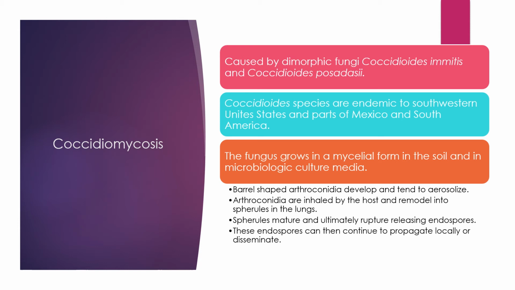Likewise, with histoplasmosis, it grows in a mycelial form in the soil and in microbiologic culture. And the mycelial form has barrel-shaped arthroconidia that develop and tend to aerosolize. These are then inhaled by the host, and this is where it remodels into a spherule in the lungs. These spherules mature and ultimately rupture and release endospores, and these propagate either locally in the lungs or disseminate in the host.